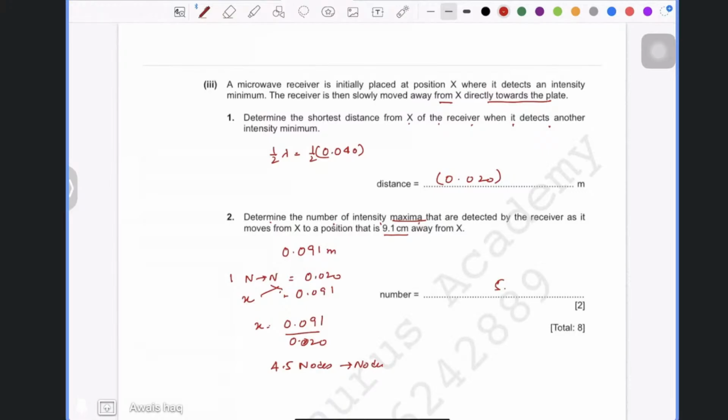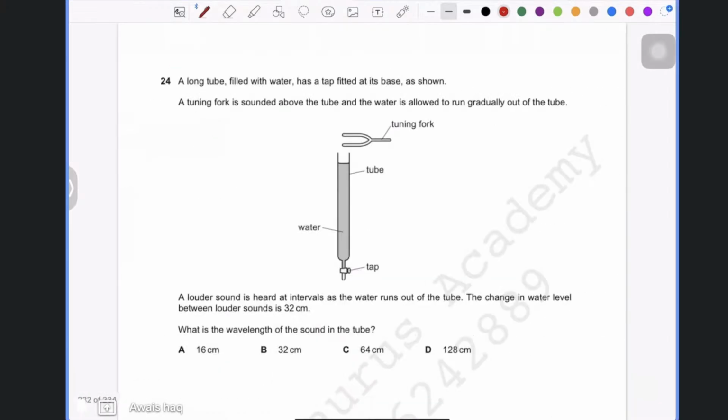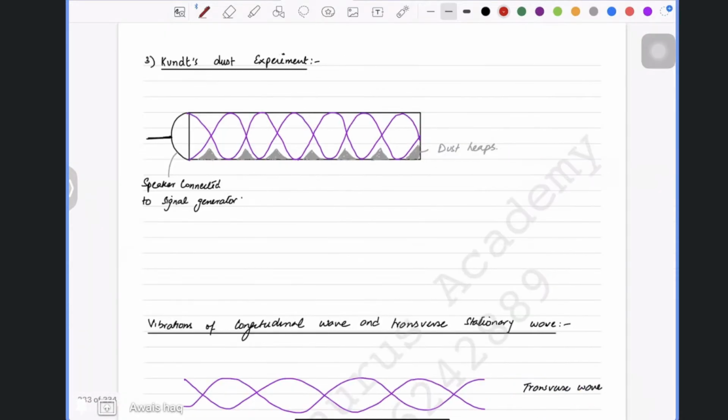Okay. All right. So the last thing we're going to do, this is what you're going to do yourself. Easy question. And also this one. This is also the same type of question that we've just done. The last experiment that we're going to do before I move on would be the Kundt's dust experiment.